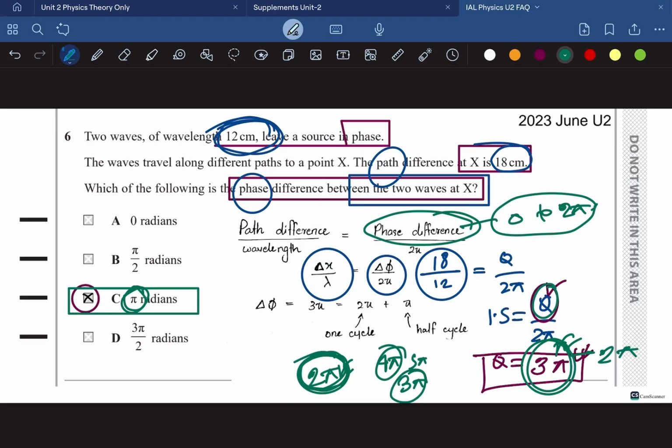Okay, this is the main thing, and the reason behind that is because the phase differences are always expressed within one cycle from 0 to 2 pi. You cannot show a phase difference greater than this 0 to 2 pi range. It has to be in between this range. That's why pi radian is our correct answer, as we have subtracted 2 pi from the greater value that we had gotten to get the pi radians.